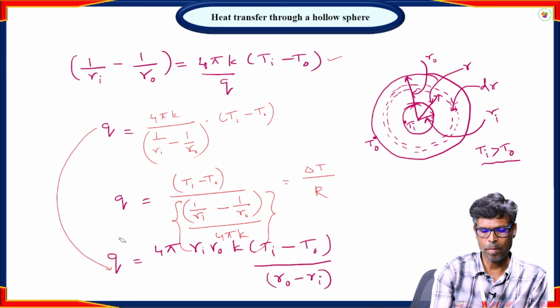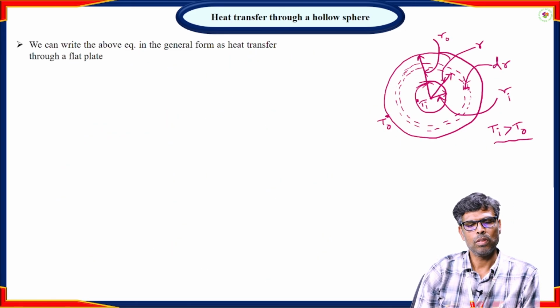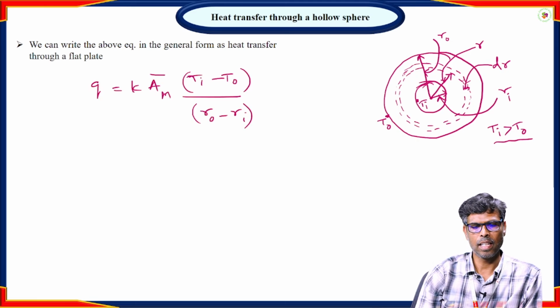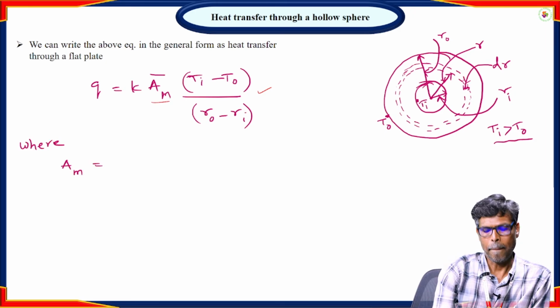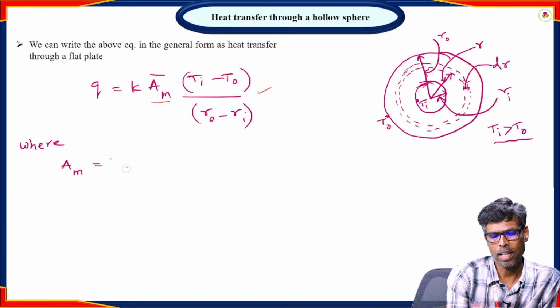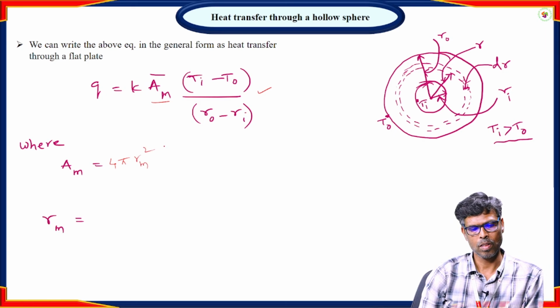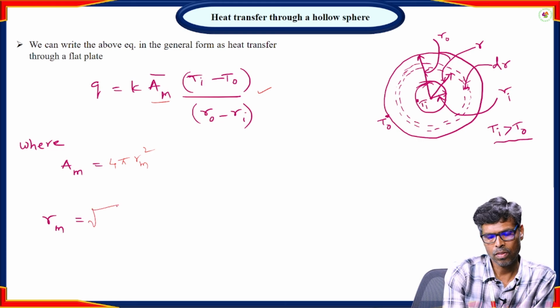We can write the above equation like this also. By rearranging the above equation, we can write it in the general form as heat transfer through a flat plate. The equation becomes like this. Here Am is the mean surface area of the hollow sphere, 4 pi rm square. Rm is the mean geometric radius, that is square root of Ri Ro.